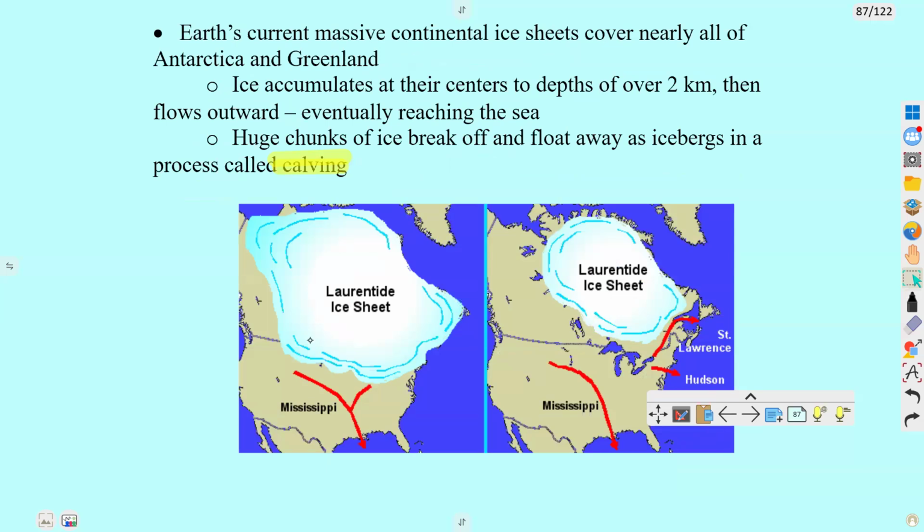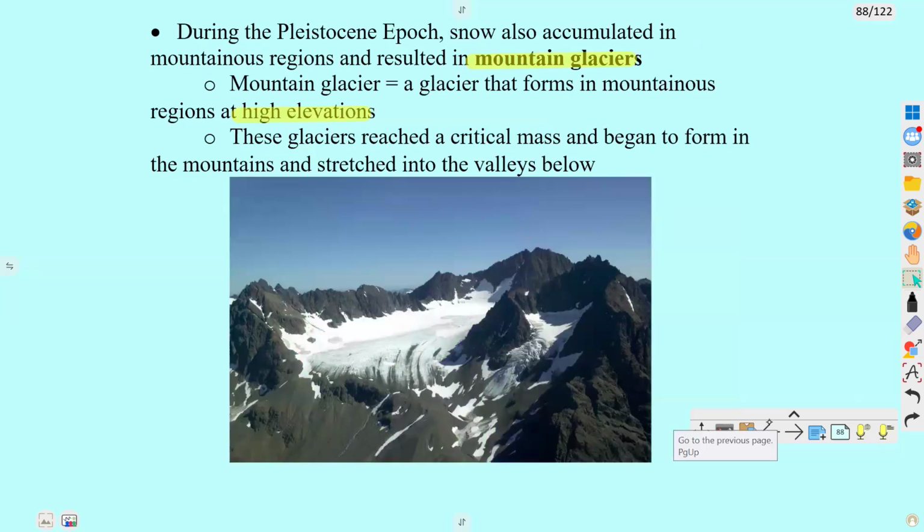So here we can see an example of the Laurentide ice sheet and where it was at various points in time. As the ice accumulates at the centers to depths of over 2 kilometers, it then starts to flow outwards and eventually reaches the sea. Now, we will have huge chunks of ice that break off and float away. These are icebergs. This is a process that we call calving, basically the formation of icebergs breaking off from the glacier.